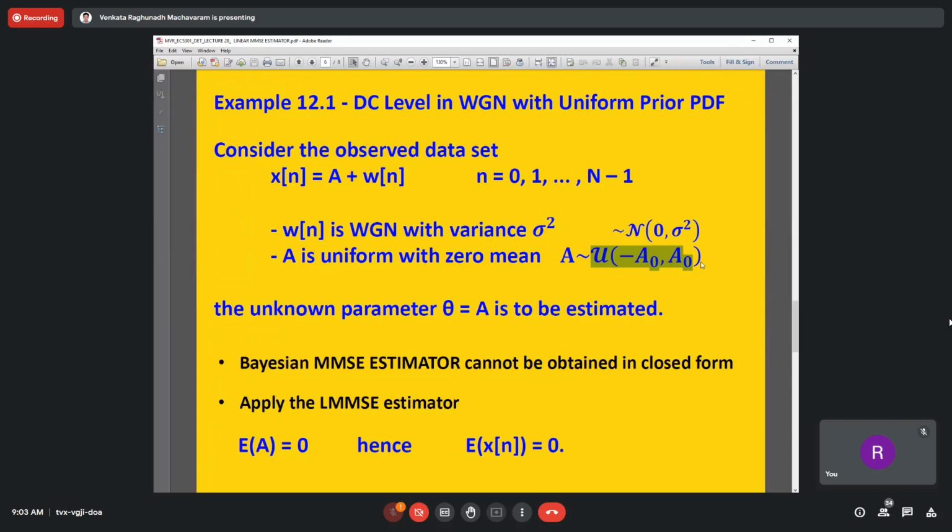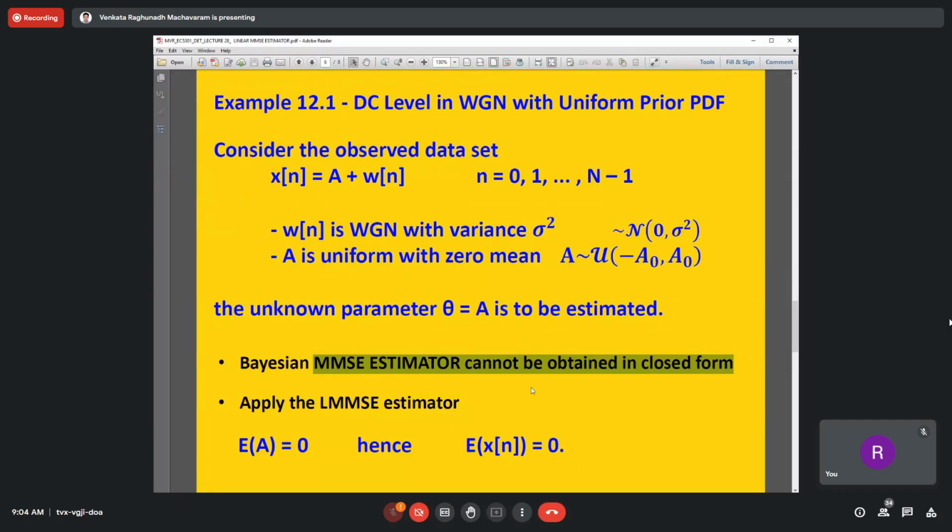So draw a single plot, one rectangular function and one Gaussian function centered at the origin. Now the unknown parameter theta, that is A, must be estimated. If you want to estimate it with the minimum mean squared error estimator, it was difficult. We could not obtain it in closed form. See that example. Now go for the linear minimum mean squared error estimator.